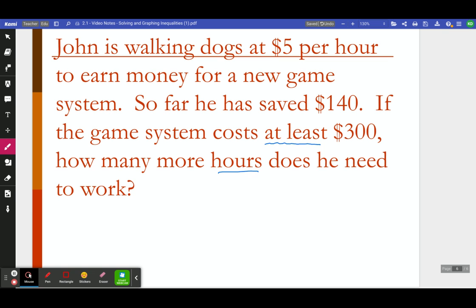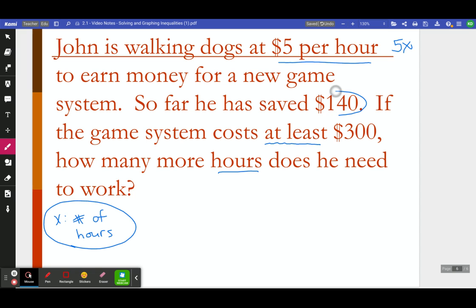So I always like to figure out what our variable is. So in this case, rereading that last question where it says how many more hours does he need to work, we are going to make our variable represent the number of hours. So that's part one, define your variable. Then we're going to write our inequality. So we have $5 per hour, right? So we're going to think of that as our 5x because x, remember, means our hours. So $5 per hour would be $5 times the number of hours, x.